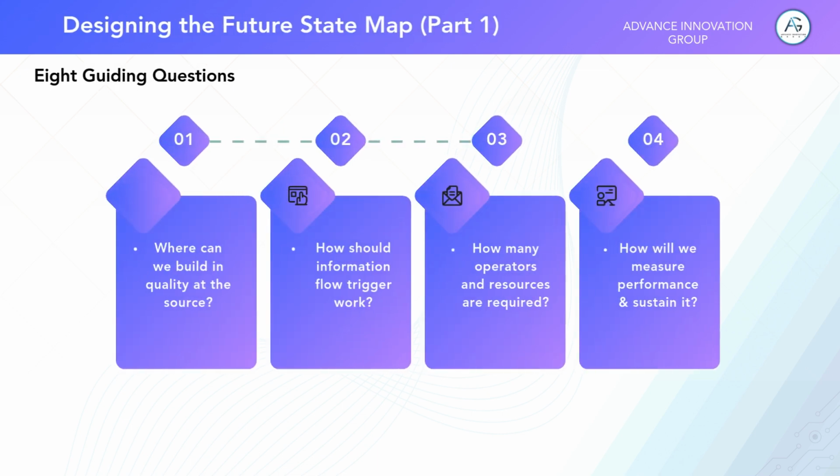The next set of guiding questions focuses on building quality, flow, and sustainability into the future state design. We ask, where can we build quality at the source? And how should the information flow triggers work? Then, we determine how many operators and resources are required to support the process efficiently. Finally, we define how to measure performance and sustain the improvements over time to ensure long-term success.